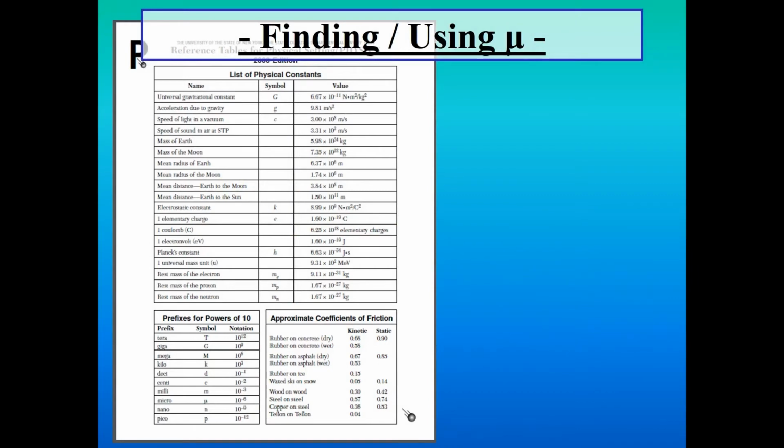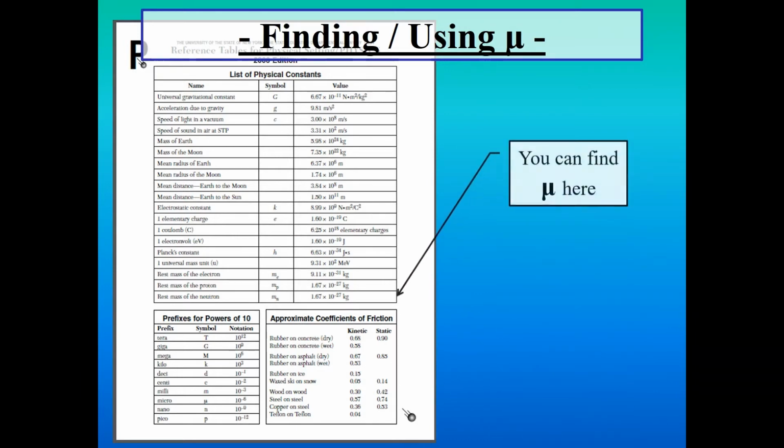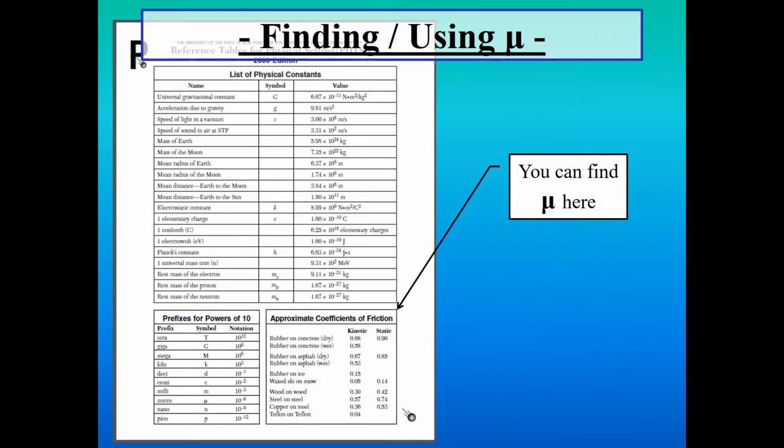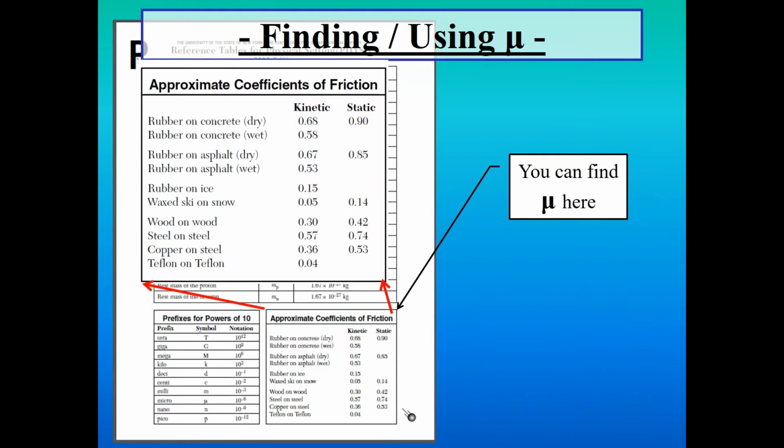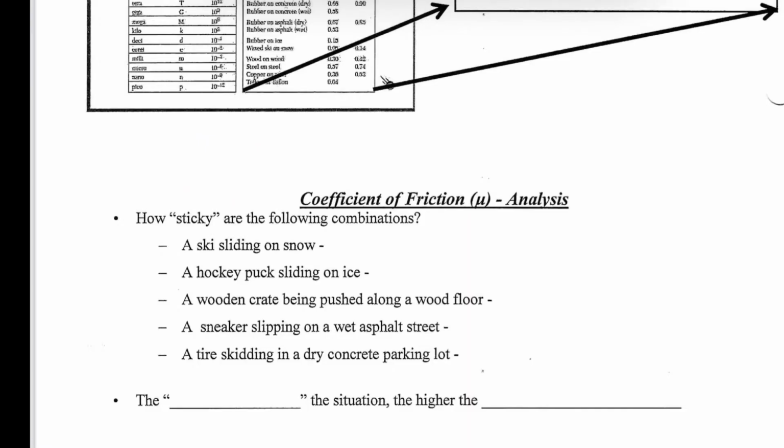So we need to be able to find and use mu. On the first page of our reference table, we're going to take a look right down here where our mu is, which is our coefficient of friction. Given a scenario where it says maybe rubber on concrete, dry, we can find what its coefficient of friction is. This is a zoomed up picture where we can read each of them off. It gives us the kinetic and static frictions.